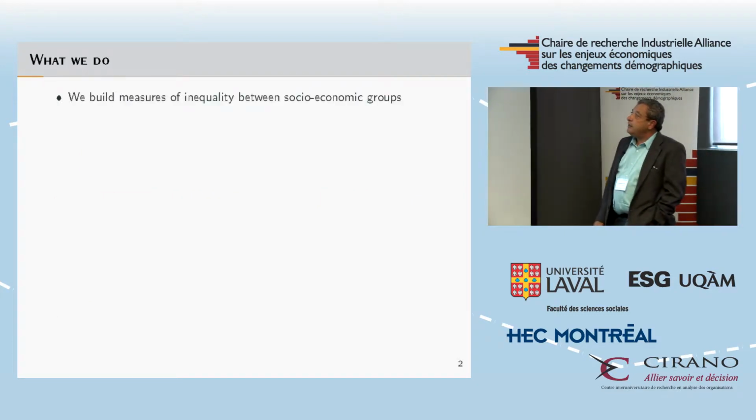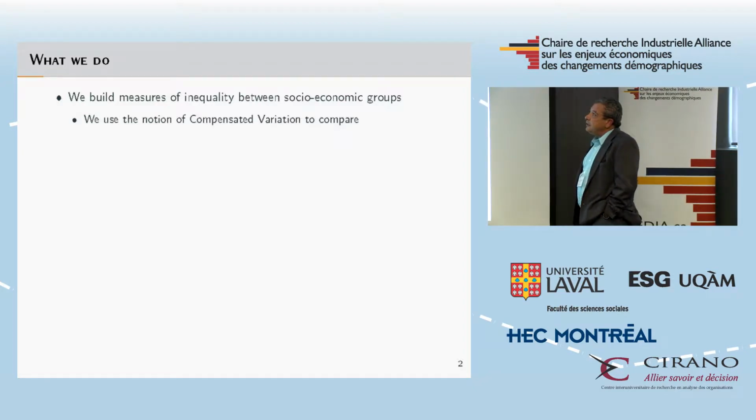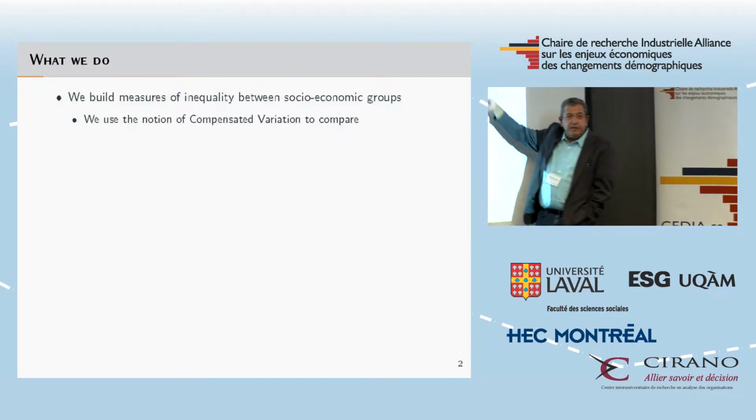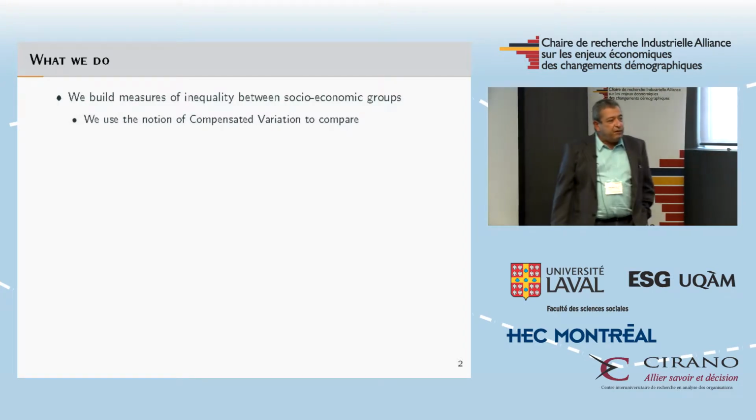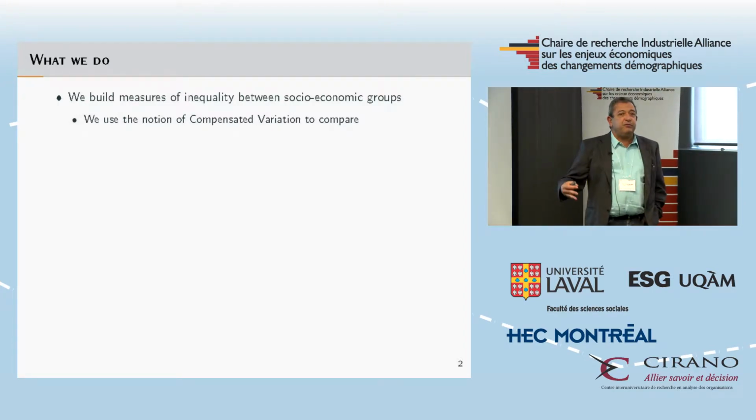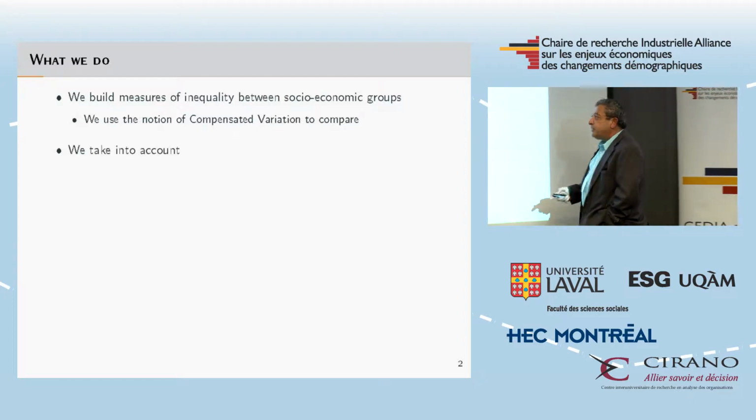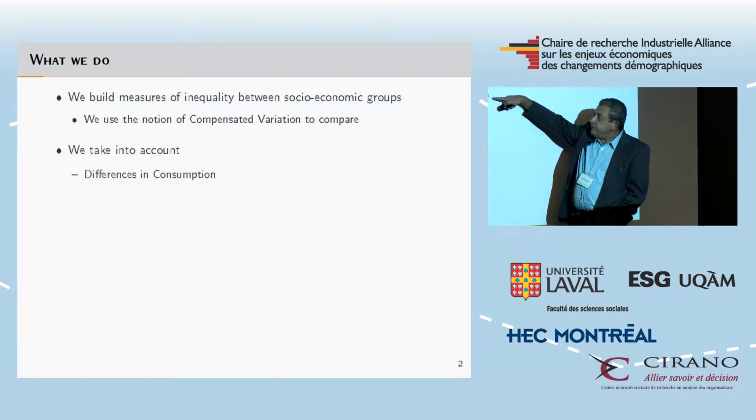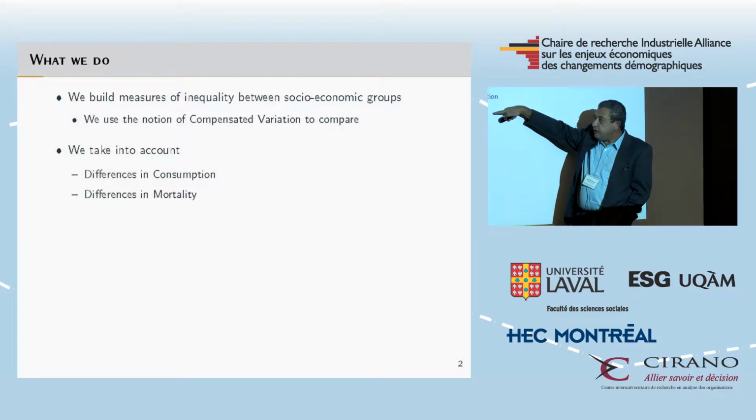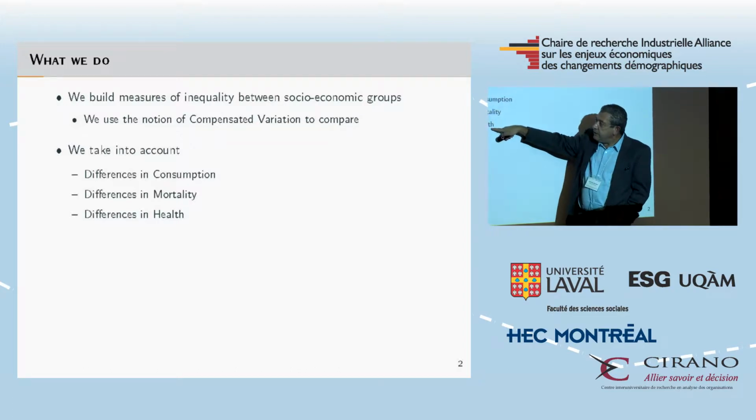What we do here is build measures of inequality between socioeconomic groups. We're going to use the notion of compensated variation, which amounts to saying how much money they would have to give you so that you are indifferent between who you are and somebody else. But we're going to do it in a special way, by taking into account that what makes people different are not only differences in consumption, but also differences in mortality and differences in health. And we're going to see that these two things are not the same.